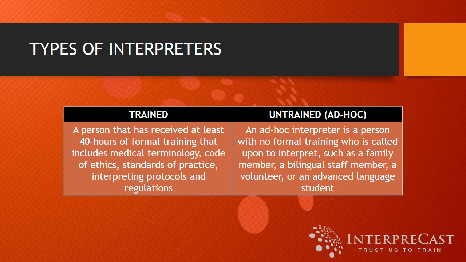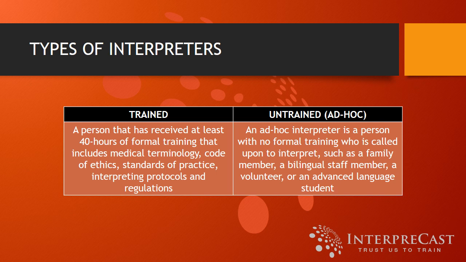When you look at the industry, there are two types of interpreters, trained and untrained. Untrained interpreters are also referred to as ad hoc interpreters. A trained interpreter has received at least 40 hours of formal training that includes medical terminology, code of ethics, standards of practice, interpreting protocols, and regulations. 40 hours is the minimum interpreter training required by hospitals and clinics, and although it is not enough, at least the medical facility is assured the interpreter understands expectations.